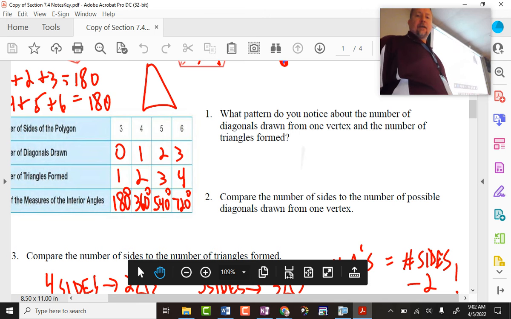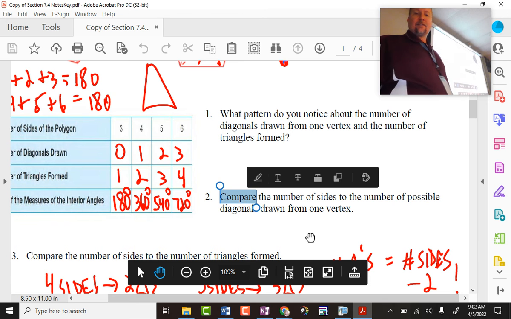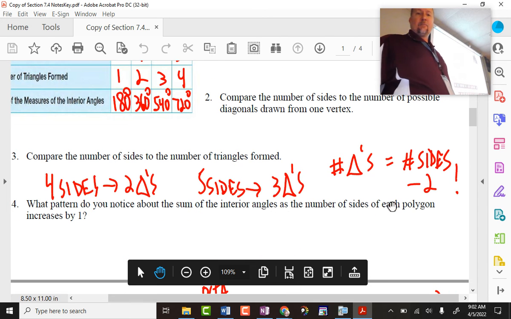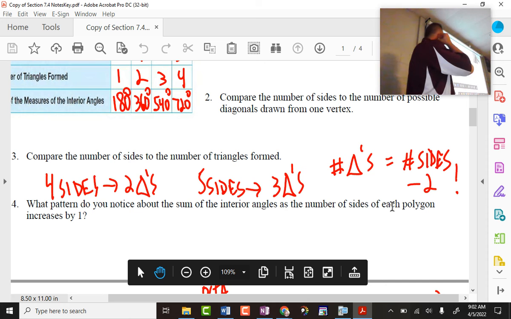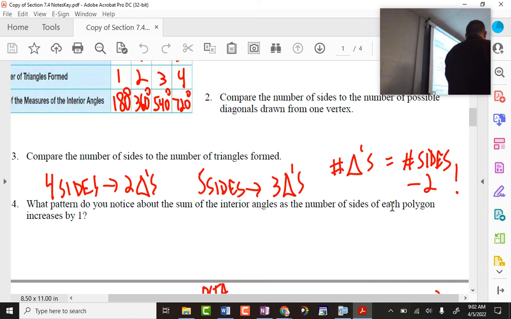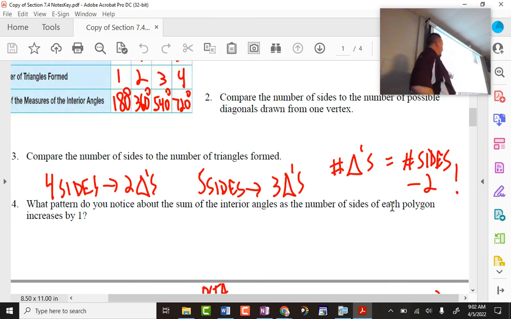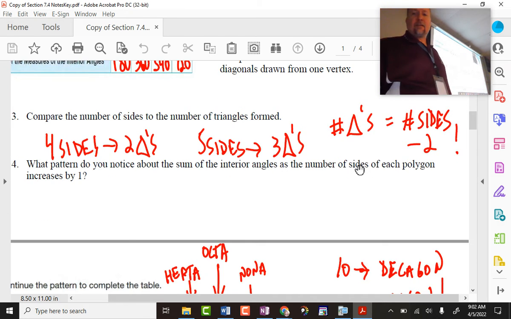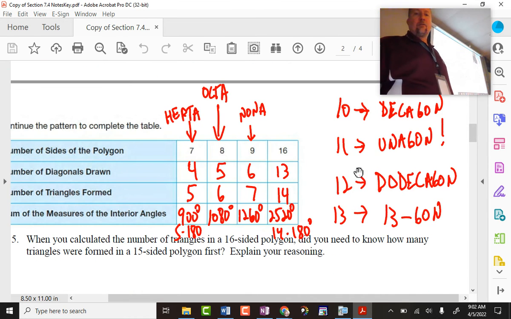So here is that extrapolation, as this doesn't let me move. Love my computer. That's your number 2 in the notes. I did some adjustments from old ones. But the sum of the interior angles, as the number of sides of each polygon increases by 1, the angles add up to 180 more because you're adding a triangle. Oh, and I just realized I didn't put the good microphone in.